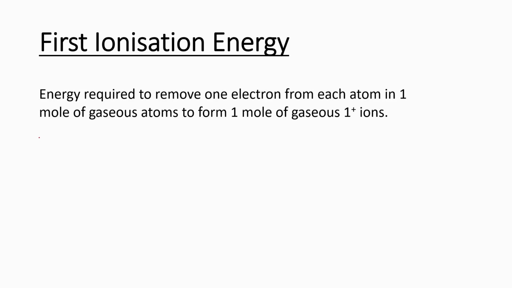If you're looking at the second ionization energy here, then you're going to change the definition. For the second ionization energy, you're going to start off with 1 mole of gaseous 1 plus ions, and then you're going to end up with 1 mole of gaseous 2 plus ions. So in this case, it's going to be the energy required to remove 1 electron from each ion in 1 mole of gaseous 1 plus ions to form 1 mole of gaseous 2 plus ions. And for the third ionization energy, you can change the charges on the ions at the beginning and the end, and so on.